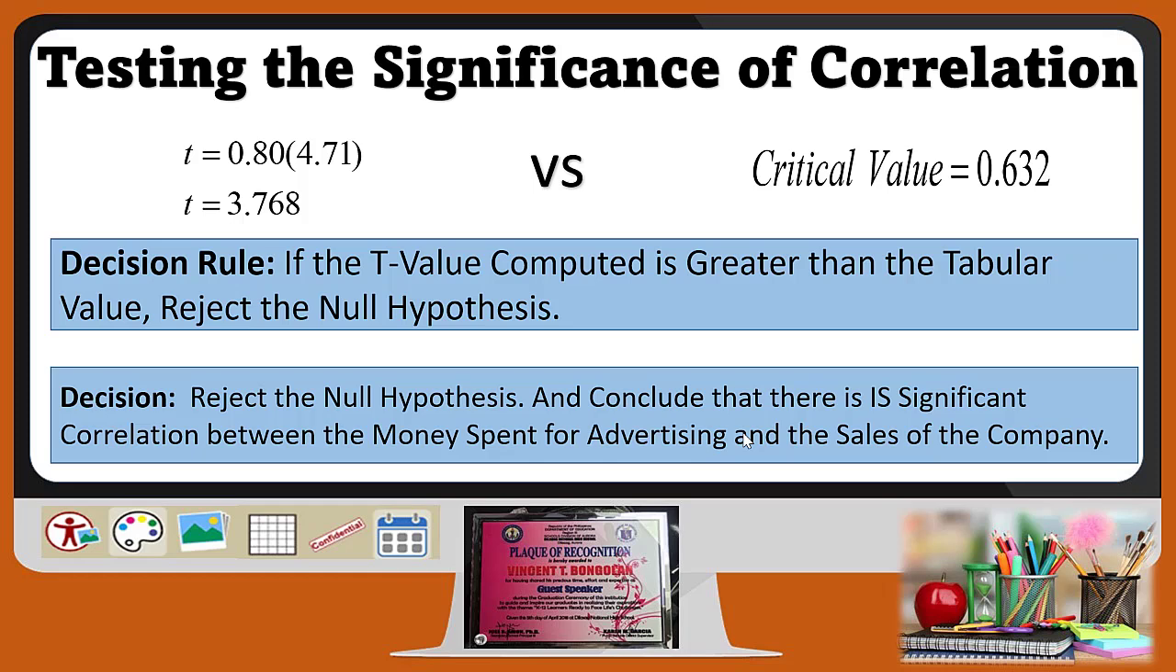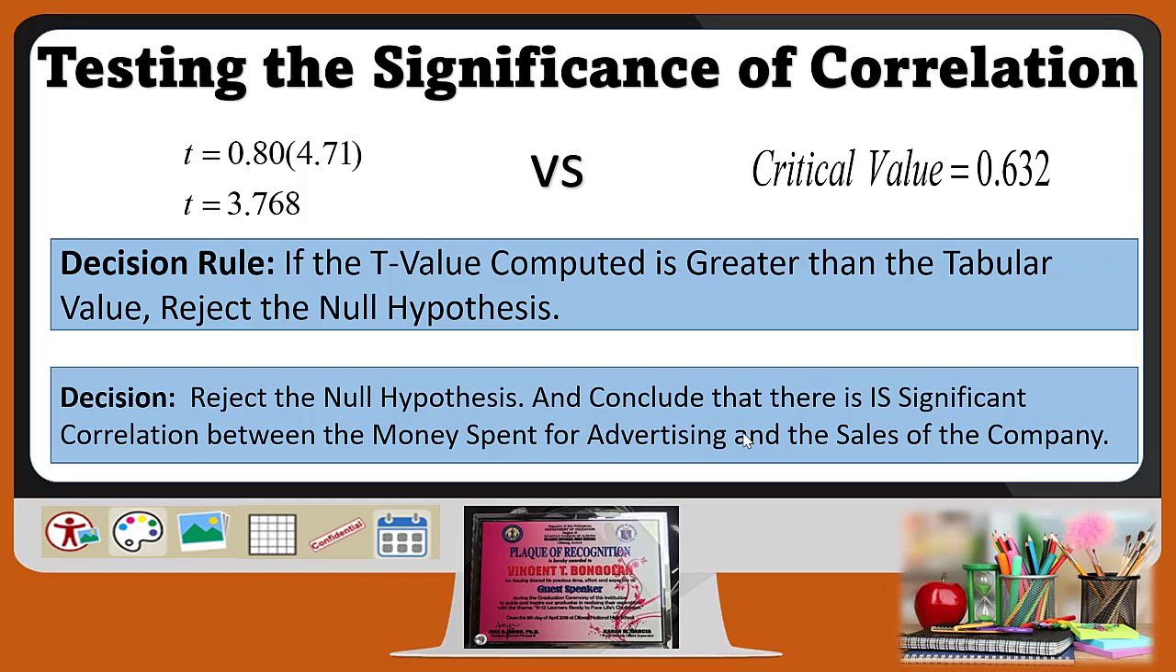Ayan. So, ito yung final decision. Based on the figures, base doon sa decision rule, ang decision rule kasi is, if the t-value computed is greater than the tabular value, reject the null hypothesis. So, yung computed t-value is 3.76.